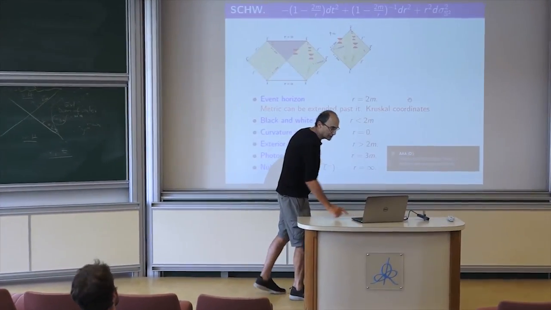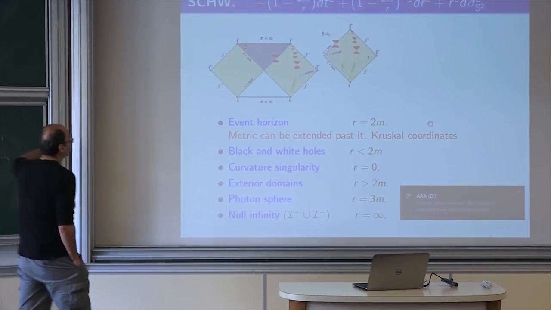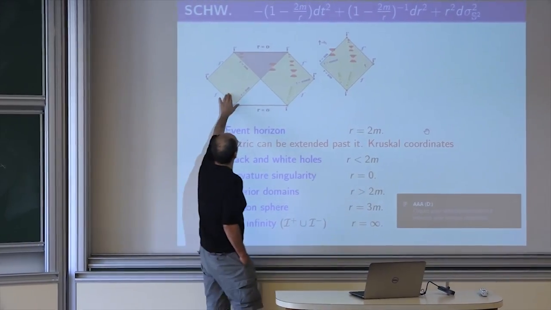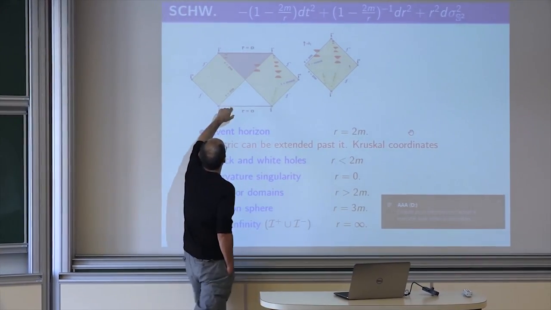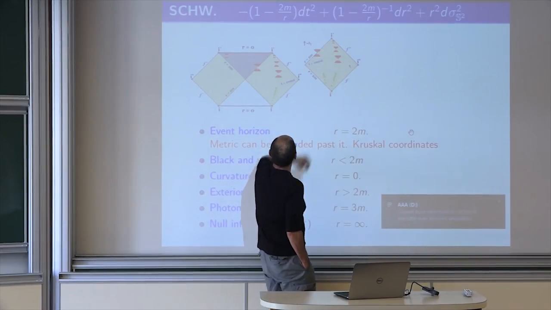Okay, so let's go to the picture. So this is a picture of Schwarzschild, which I started to draw there. So you see these two regions, which are external to the black hole. This is the black hole. This would be the white hole region. This is, again, the exterior region.